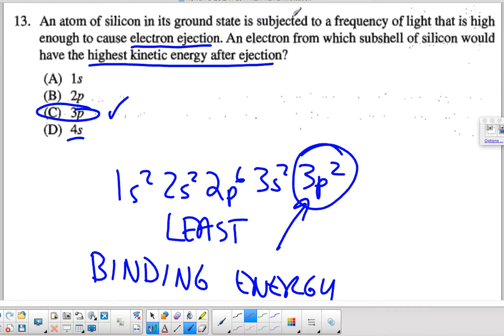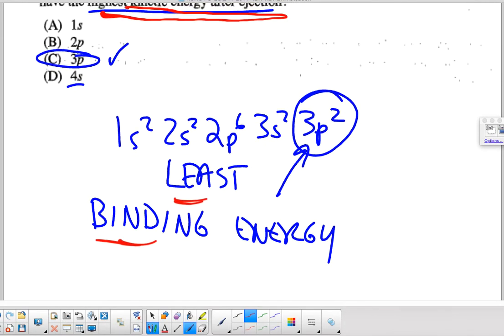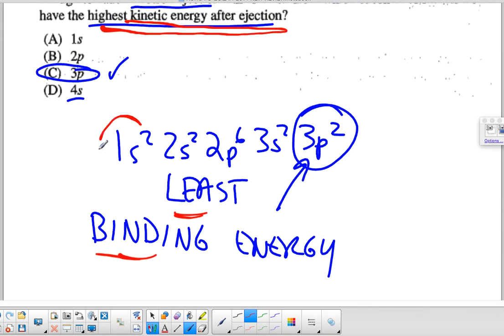An atom of silicon in its ground state is subjected to a frequency of light that causes an electron ejection. The electron from which subshell would have the highest kinetic energy after ejection? Okay, so the amount of energy that's going to be provided, the amount of kinetic energy, means they're asking for least binding energy. The amount of energy that attracts an electron to a nucleus, the Coulombic effect, is greatest for 1s2. Why? Because it's the closest to the nucleus.